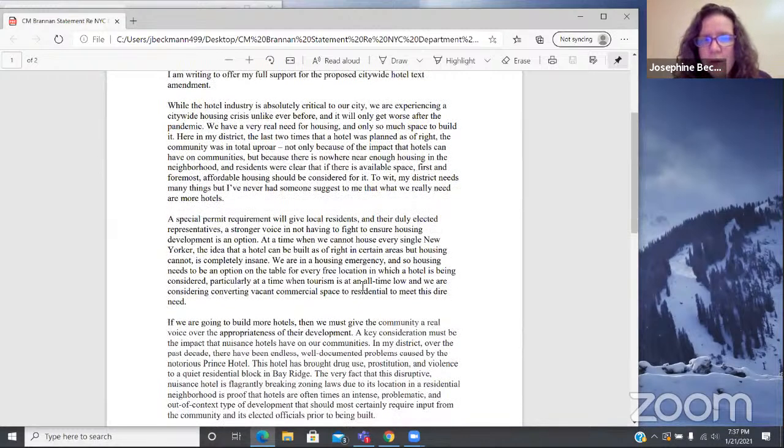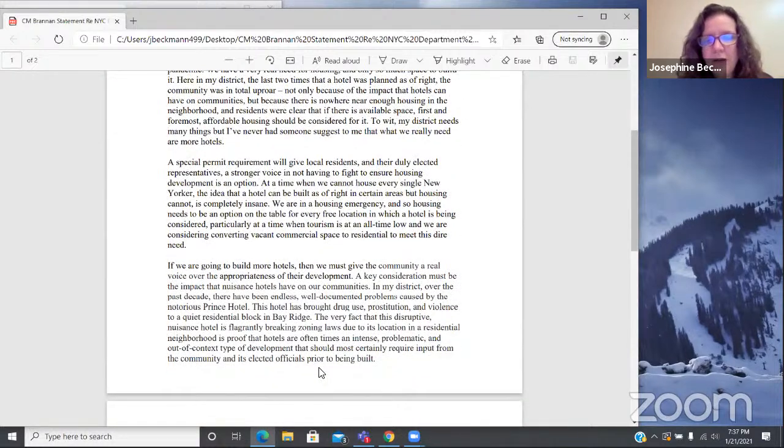A special permit requirement will give local residents and their duly elected representatives a stronger voice in not having to fight to ensure housing development is an option. And I think he goes on to talk a little bit about the nuances of some issues associated with hotels. Over the past decade, there have been endless, well-documented problems caused by the notorious Prince Hotel. So a special permit would give communities also an ability to put conditions on a special permit, to meet with the developer, to create that relationship.